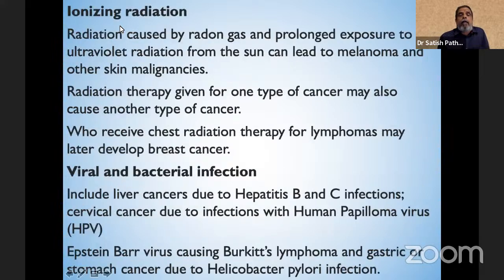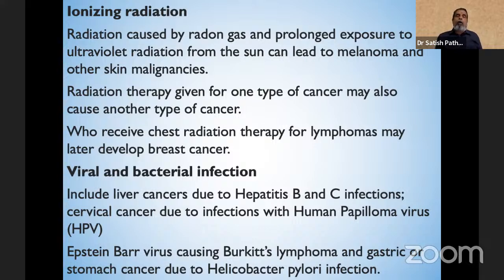Now, another is ionizing radiation. Radiation caused by radon gas and prolonged exposure to ultraviolet radiation from the sun can lead to melanoma and other skin malignancies. If a patient stands hours together in the sun, sometimes because of the prolonged exposure to the sun, he may get cancer. Then radiation therapy given for one type of cancer may also cause another type of cancer. Those who receive chest radiation therapy for lymphomas may later develop breast cancer.